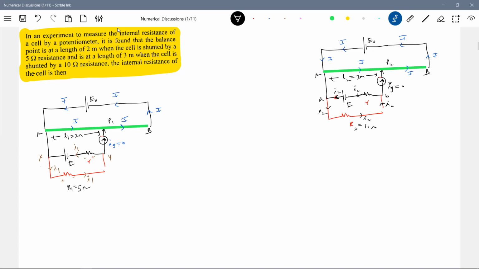So VAP1 should be equal to VXY. What is VAP1? I lambda L1. What is VXY? So separately you write it. VXY should be equal to directly I1 into R1. Or one more equation, VXY equal to E minus I1 r. We don't know that EMF of cell, leave it. Or this is also equal to I1 into R1.